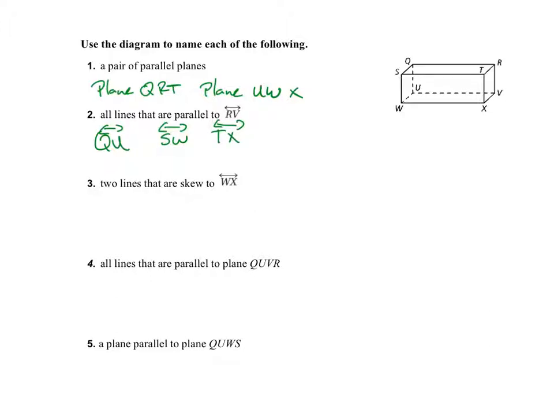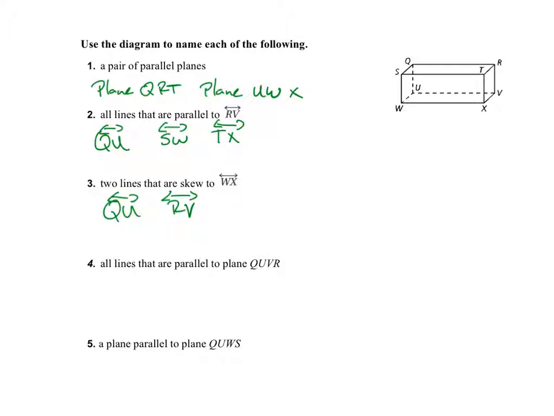Now I want to name two skew lines to WX. WX is this one right here. Remember that skew lines are lines that are not on the same plane. You can see it better as lines that do not go in the same direction. So for WX, I'm going to have QU, for example, and RV up here. We can also name QS and TR as skew lines. Any other line that intersects or is moving in the same direction is not a skew line.